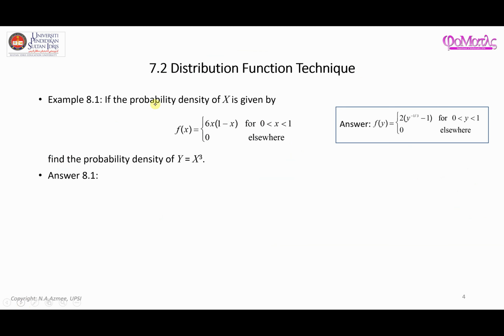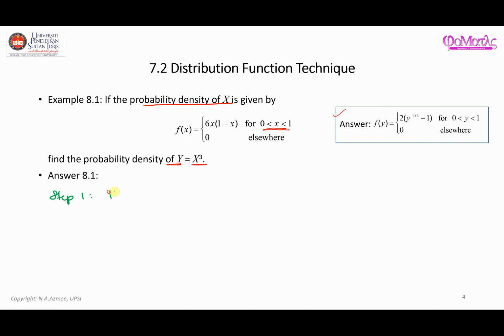Here we have the probability density of x given by this equation. You can see that our random variable x takes values between 0 and 1, and this is the PDF. We have a new random variable, which we call y. Y is just equal to x cubed. So y depends on x. X is a random variable, therefore y also is a random variable, and we are interested to find the PDF of it. The answer is given as such, and I'm going to show you how you can get this answer.